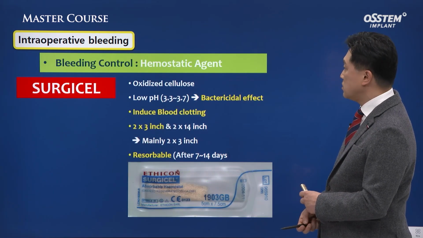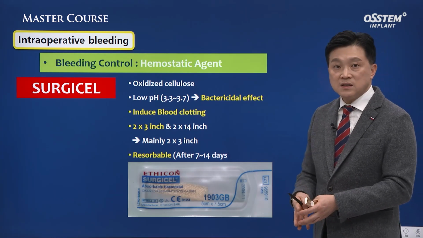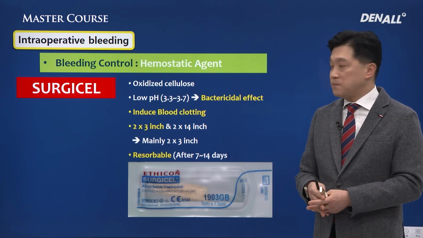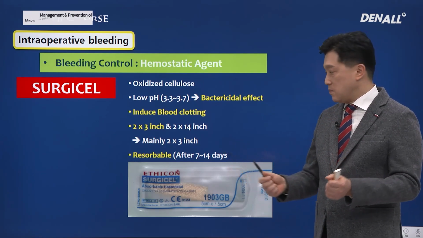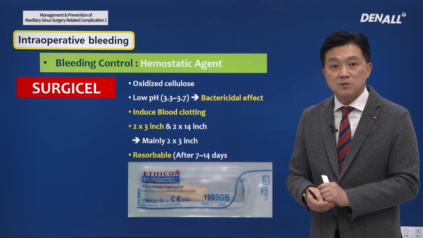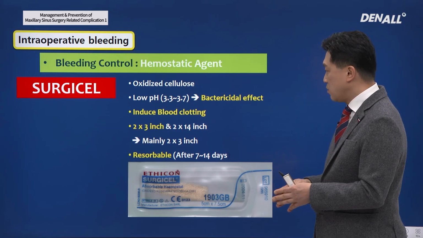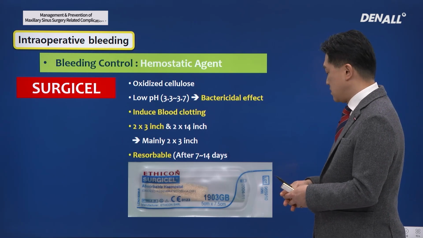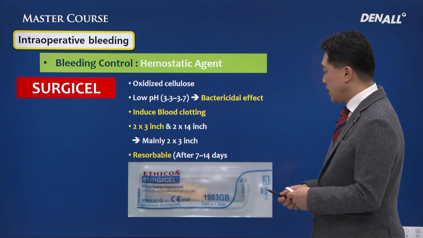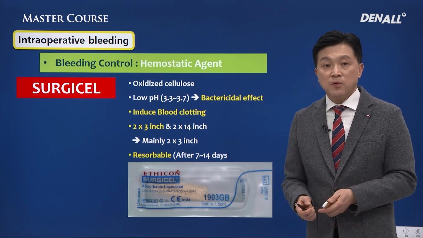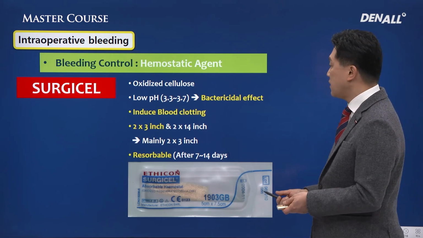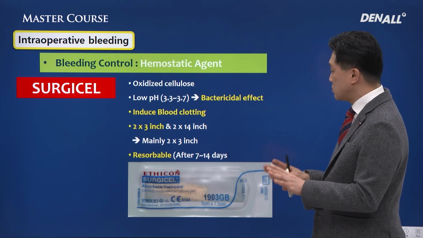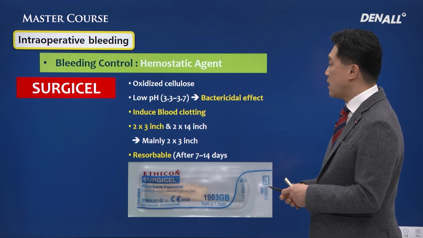Next option is Surgicel. This is oxidized cellulose with a bactericidal effect. If you widen it, it's like a cloth. When it comes in contact with blood, the blood clots very quickly. You cut it and then you apply it on the bleeding point and apply pressure. If there's oozing or if the area of bleeding is wide, you position it and then apply pressure.